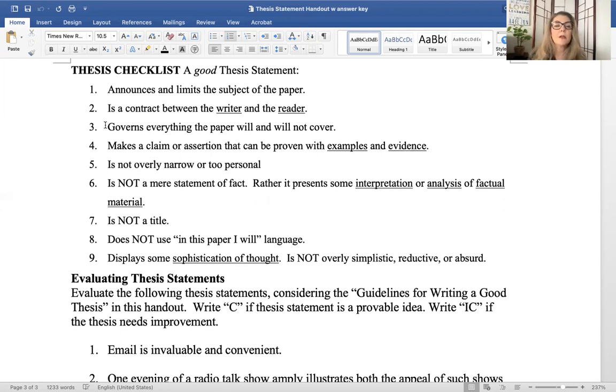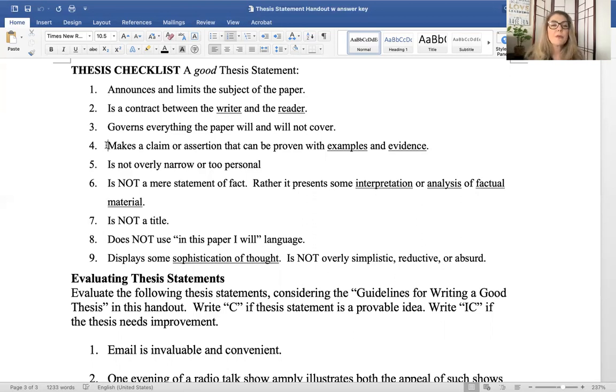All right, number 3, a good thesis statement governs everything the paper will and will not cover. And that is related to number 2, which is that everything that comes after that thesis has to connect back to it. So I say the thesis is like the thread running through your essay, and everything is connected to that thesis statement. So in essence, the thesis really governs the paper.